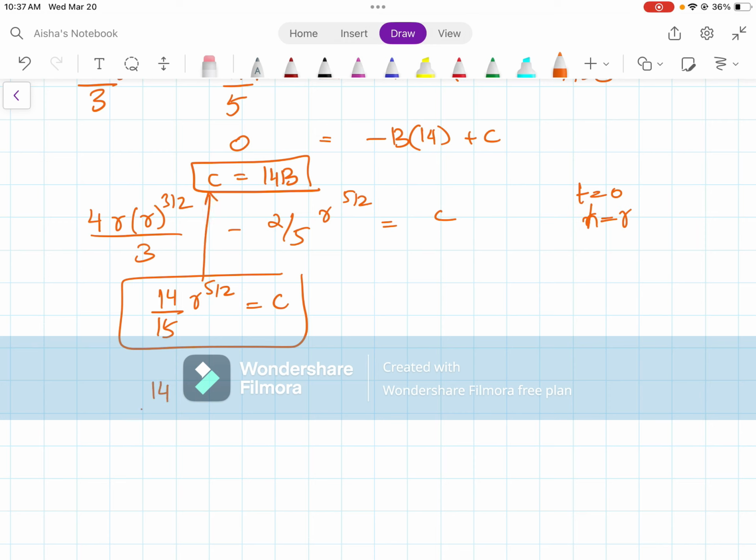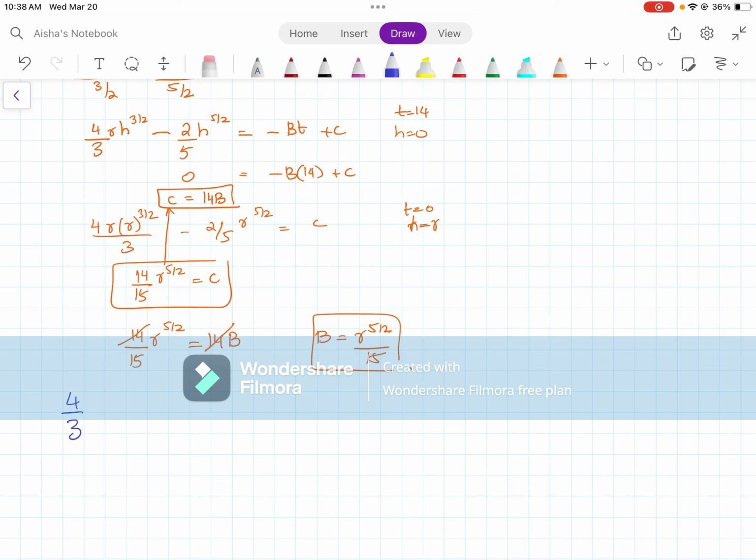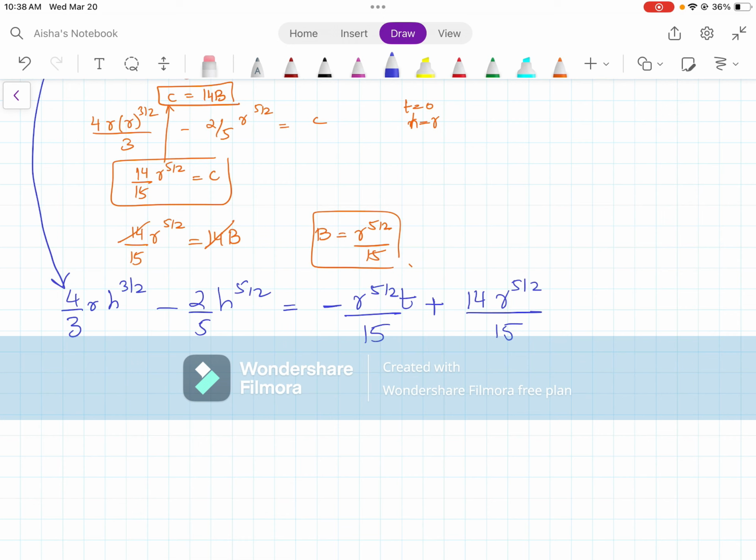So when you input the C value here, you have the value of C, and you also have the value of B. 4 upon 3 r h to the 3 upon 2 minus 2 upon 5 h to the 5 upon 2. I'm copying this down with the value of b. They want us to make t the subject.